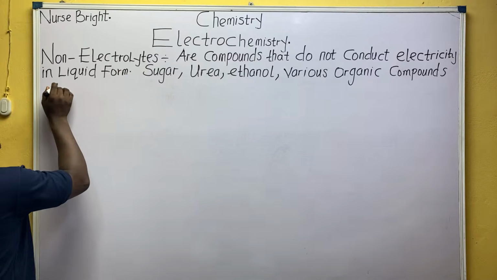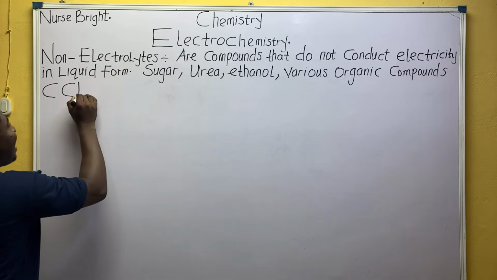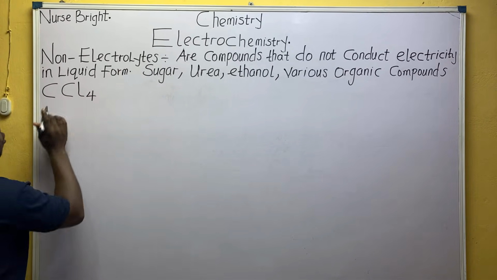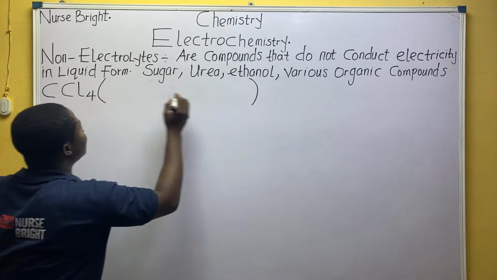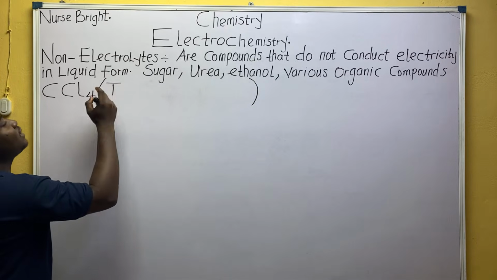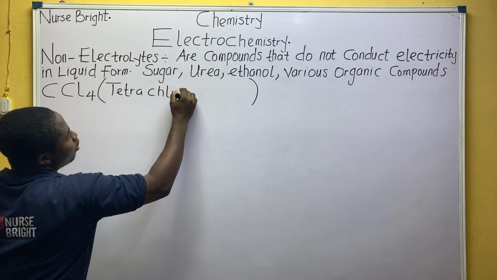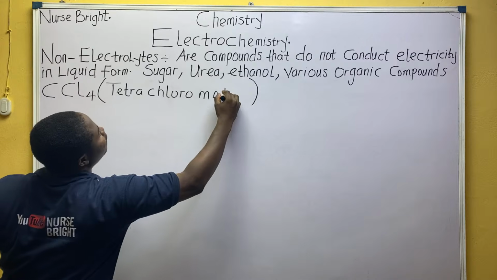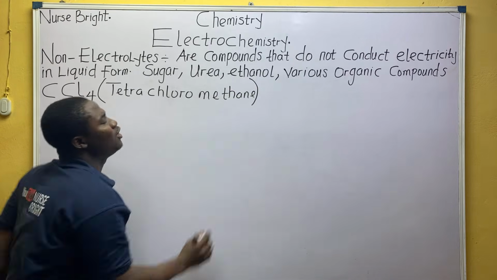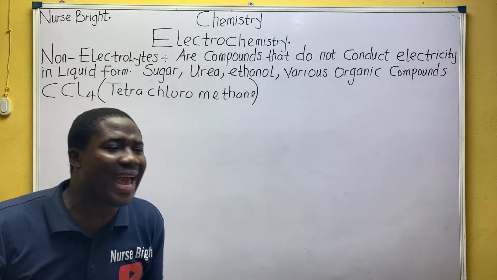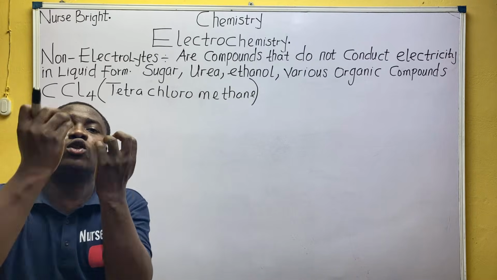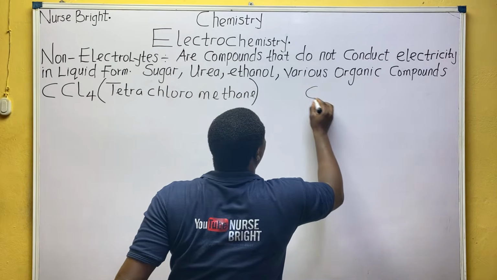Another one is CCl4. How is this one pronounced? How many chlorine? 4. So it's tetrachloro. And this compound is formed from methane, so it is called tetrachloromethane. Why? It looks like methane. Methane is CH4.